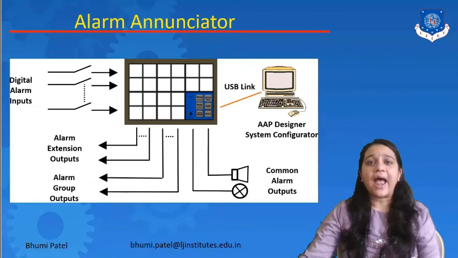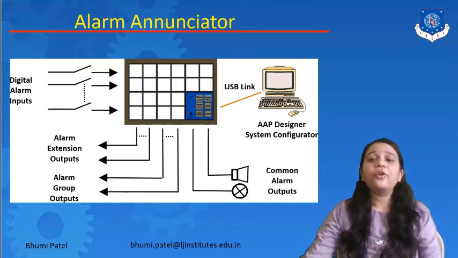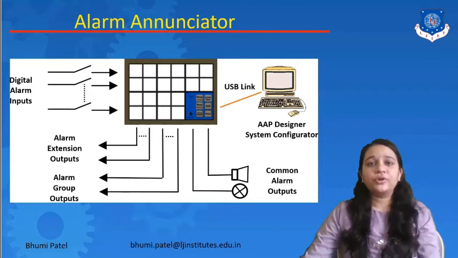Now this is the diagram of the alarm annunciator. Here you can see that we can connect digital alarm inputs, alarm extension outputs, and alarm group outputs. This is a common alarm output, and we can connect this system with another control panel or other system configuration. To understand the fundamental operation and connection of the alarm annunciator, we have to understand the basic concept of the alarm system in process monitoring.